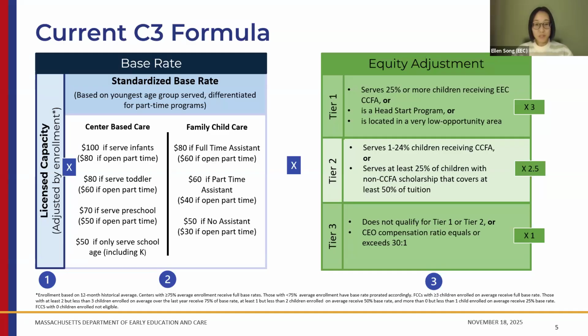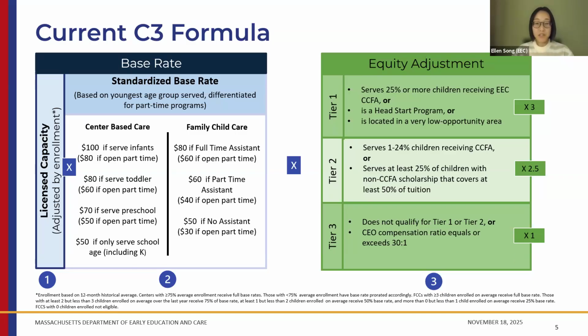Next, in the second component, we have the base rate. This base rate you can see has listed specific amounts based on the program type, youngest age served in the case for center-based. For family childcare, we look at whether or not there's an assistant. And for both these program types, we take into consideration the hours of operation, whether or not a program is full-time or part-time.